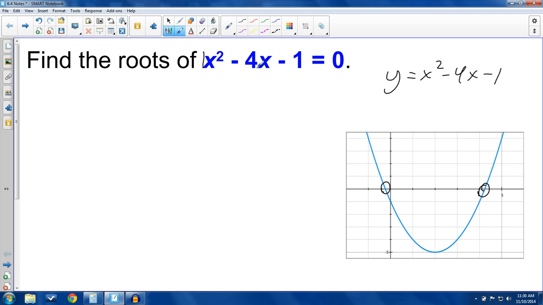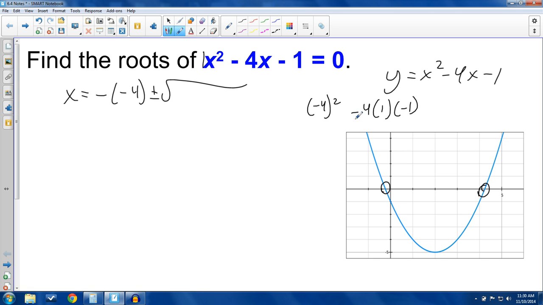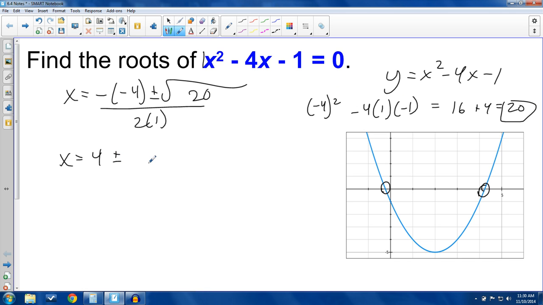If this is a 1, -4, and -1, you get x equals negative b plus or minus the square root of, let's do discriminant on the outside, b squared minus 4ac, which is 16 plus 4, which is 20. So the square root of 20 all over 2 times a. X equals 4 plus or minus, this is 2 root 5, the square root of 4 times the square root of 5. So 2 root 5 all over 2.